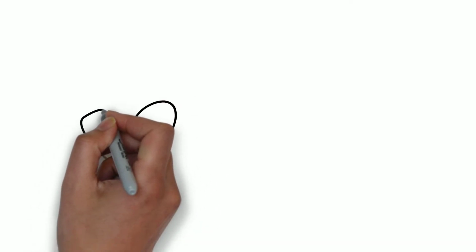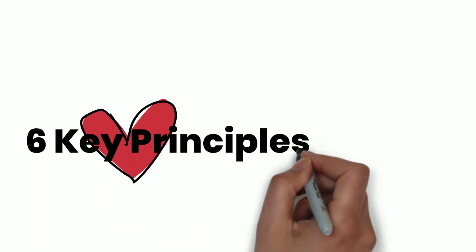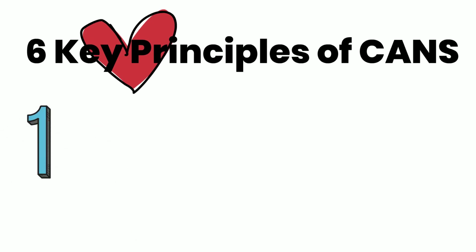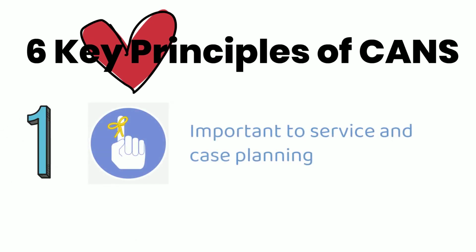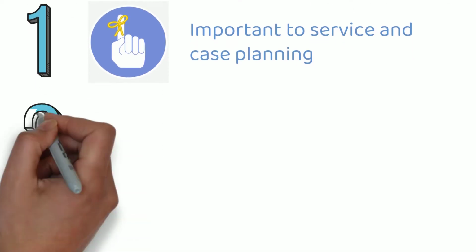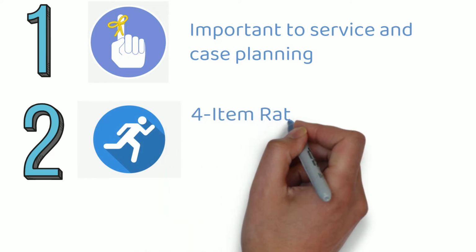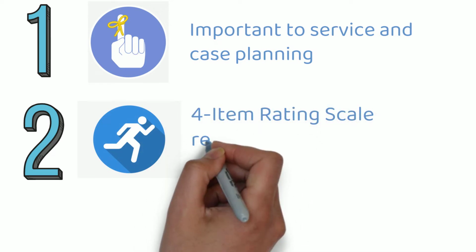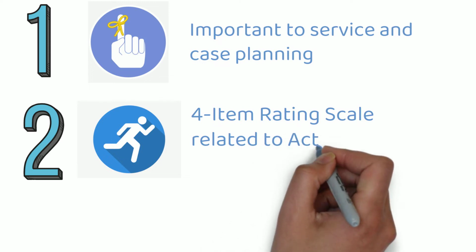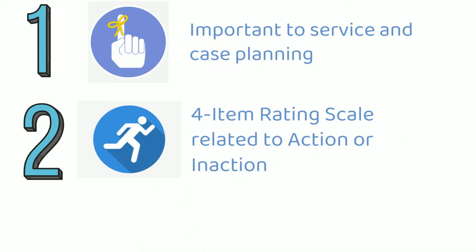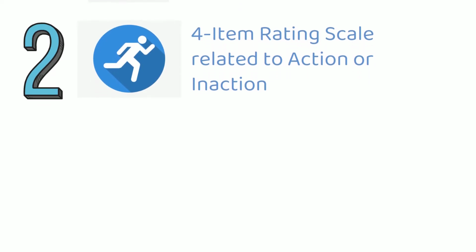At the heart of the CANS assessment are the 6 key principles. The 6 key principles are: 1. Items are selected because of their relevance to service or case planning. 2. Each item on the CANS uses a 4-item rating scale that translates into action or inaction. This helps us to focus on what we need to address now, what we should address later, or what we might want to keep a watchful eye on.